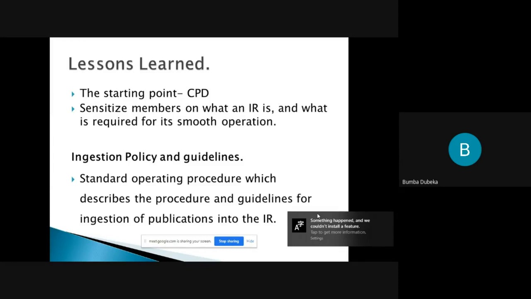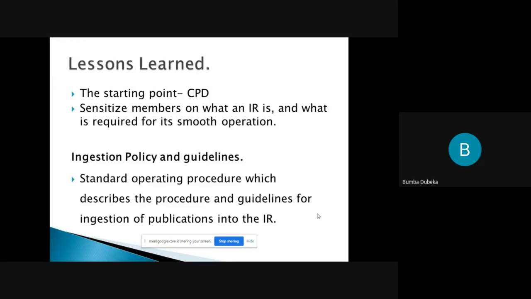So another thing that we learned is that there's need to have an ingestion policy as well as guidelines. This was going to serve as a standard operating procedure, which describes the procedure and guidelines for ingestion of publications. Publications could be conference papers, student ETDs, or journal articles. So any form of publication that you might wish to ingest or upload in the repository, we felt that there was need to have an ingestion policy and guidelines. And that is what we are currently working towards.